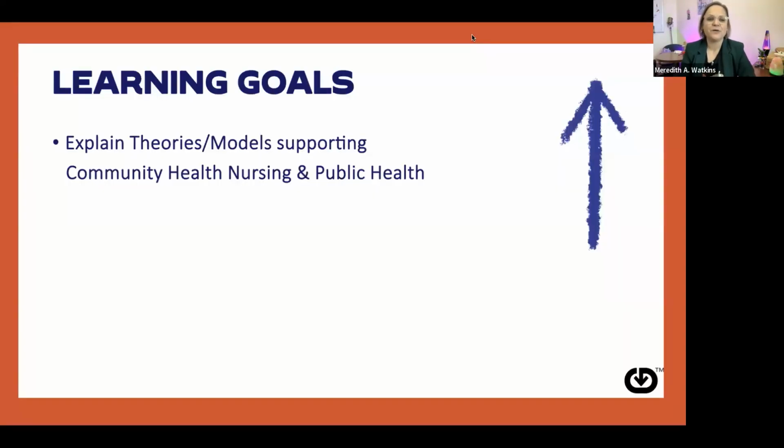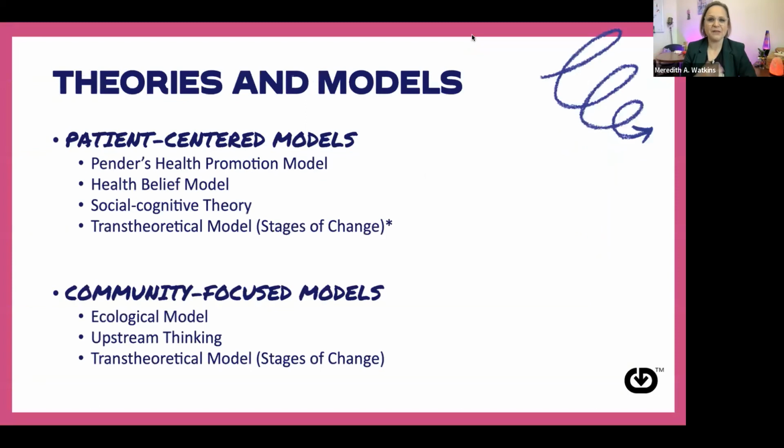In this video, we're going to talk about theories and models that support community health nursing and public health. Having models and theory gives us a foundation of knowledge and research and understanding in which we can build the rest of our knowledge about community and public health. Now, these theories and models we're going to discuss can really be divided into patient-centered models and community-focused models. So the patient-centered ones are really about the individual patient and improving their health, and the community-focused models are thinking about the community as the client.